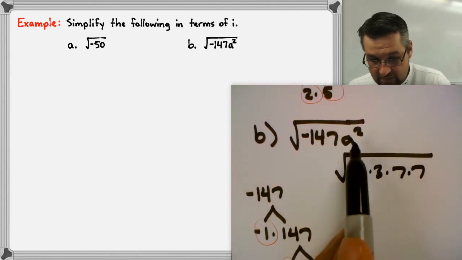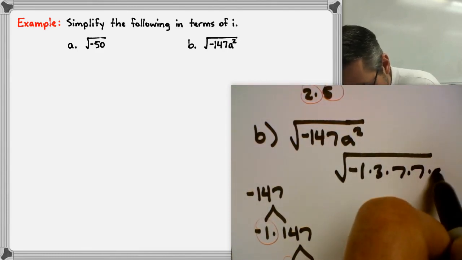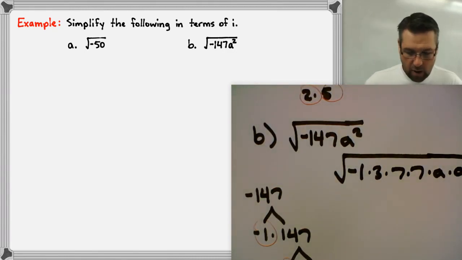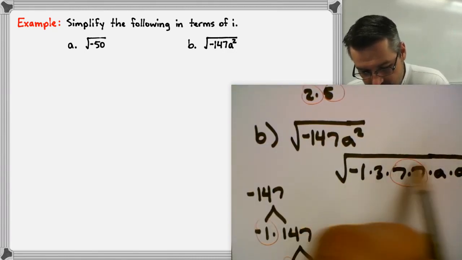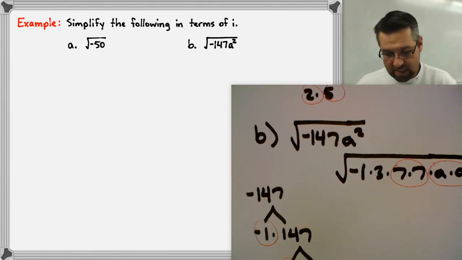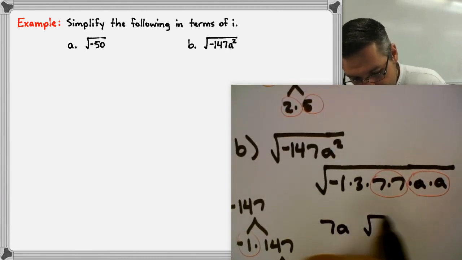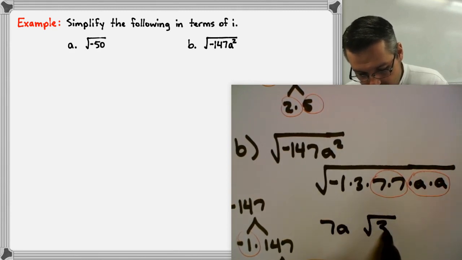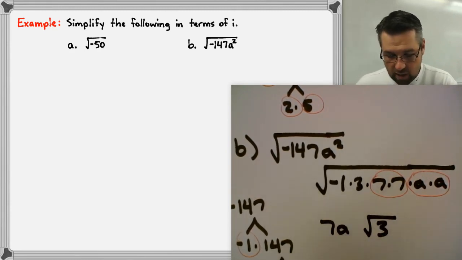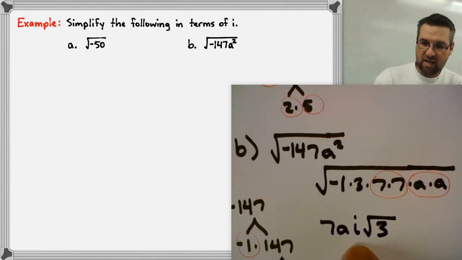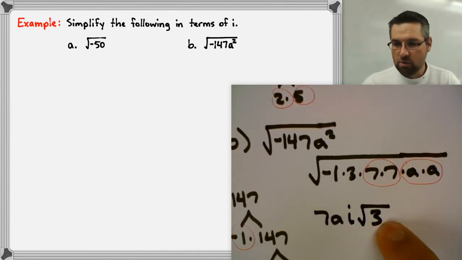Now notice I still have the a squared. Well, what does that mean? That means a times a. A squared is a times a. Now we're going to circle our pairs. We've got a pair of 7s and a pair of a's. So we can take those out. 7a. And then inside the radical, we have a 3. What happens to the negative 1? Well, that guy goes out and becomes an imaginary number. So we write it as 7a i square root of 3.